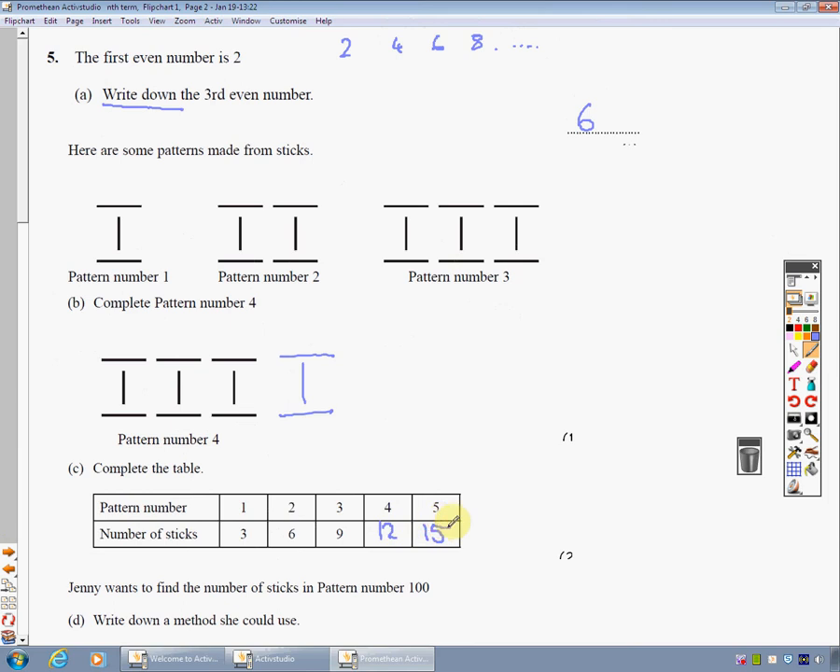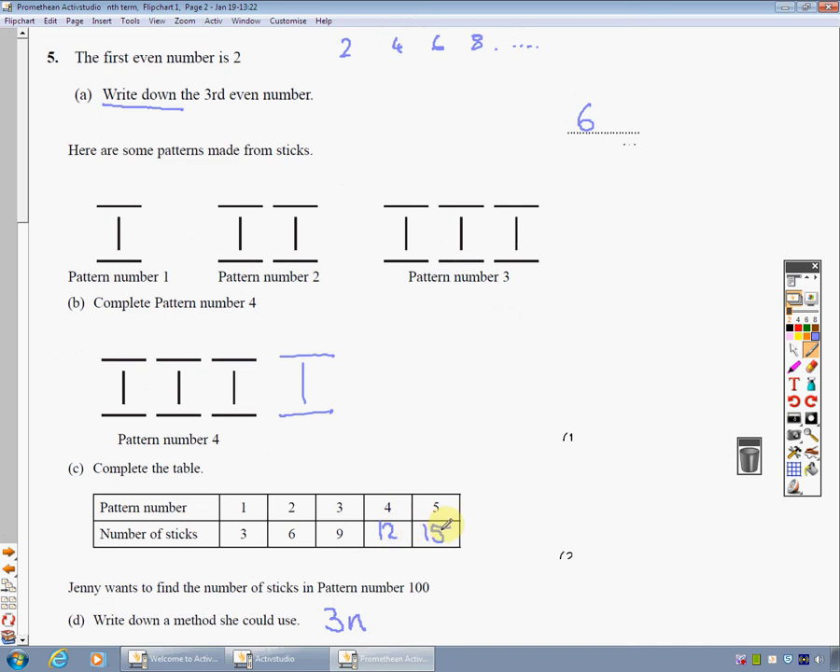Next bit. Jenny wants to find the number of sticks in pattern number 100. Write down a method she could use. Well, it's going up in 3s, so it's going to be our 3 times table, which is 3n, and actually it really is our 3 times table. 3, 6, 9, 12, 15. There's no shift required this time, so it's just 3n.